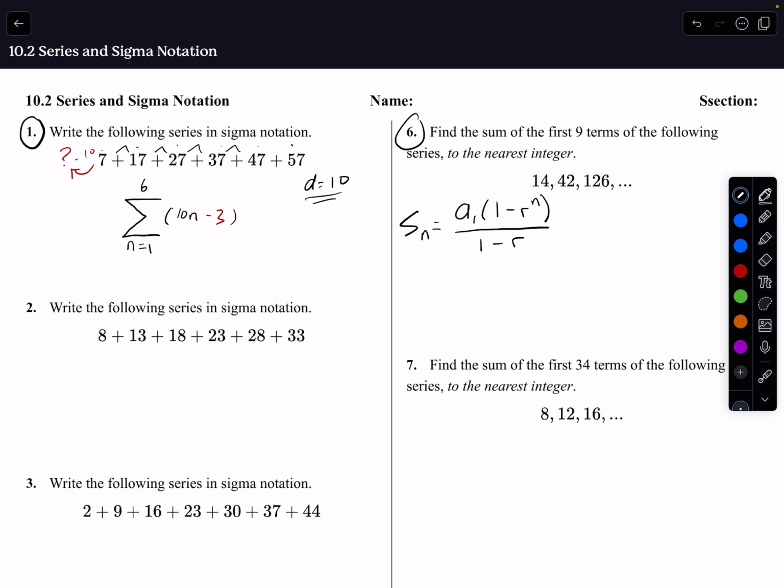Okay, so how does this work? Well, let's plug it in. 10 times 1 is 10, minus 3 is 7. 10 times 2 is 20, 20 minus 3 is 17. 10 times 3 is 30, 30 minus 3 is 27. So you can see how it generates this all the way up to the last term, all the way up to 6. So 10 times 6 minus 3 is 57. So that's how you get that.